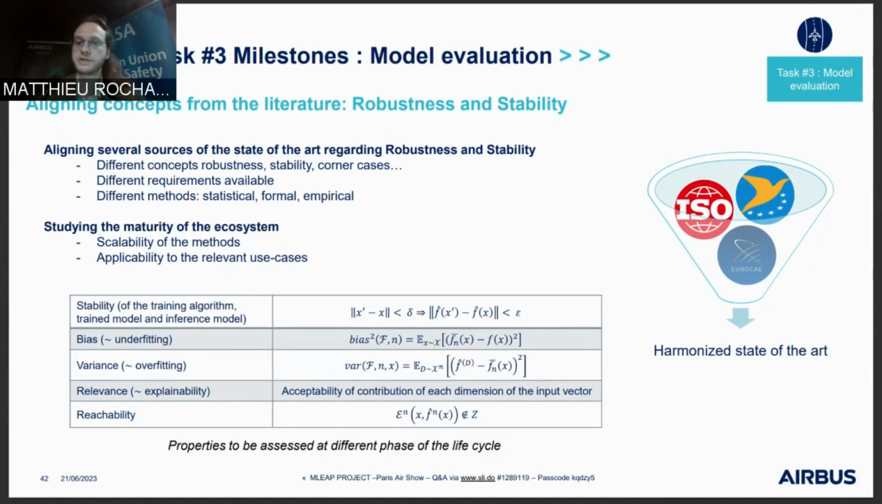So using the basis of the EASA concept papers and the ISO, we extracted some of the properties here. For example, stability, obviously, but also bias and variance, relating to underfitting and overfitting, measuring the quality of the training of the model. Also the concept of relevance, which is tied to the notion of explainability that can also be used to assess robustness. And the concept of reachability, which means how much my system can go in a wrong direction over time, and can I bound how much it can go wrong.